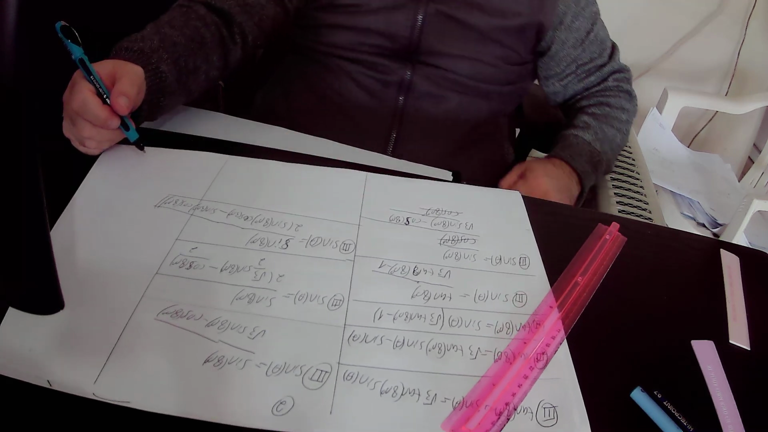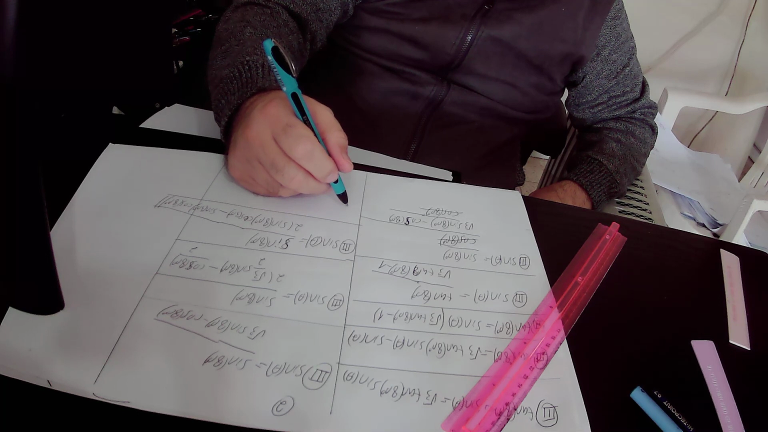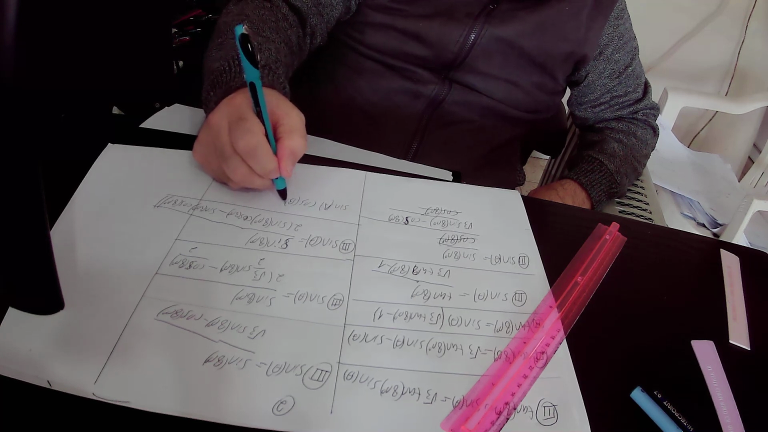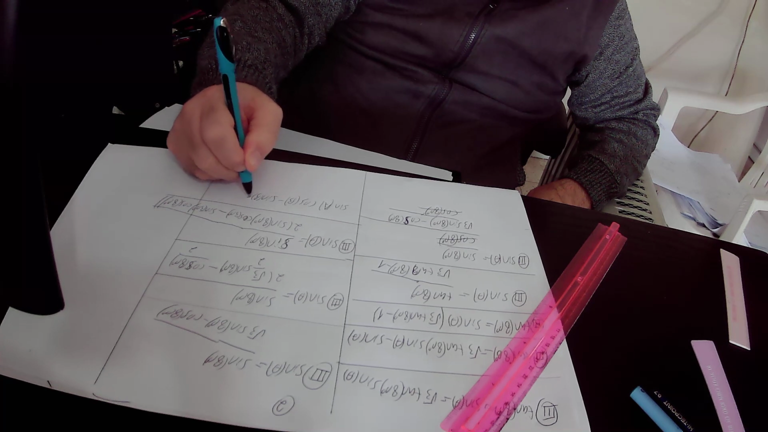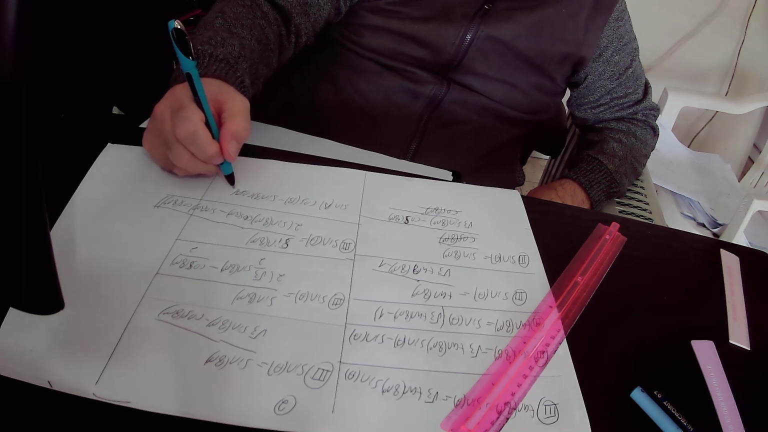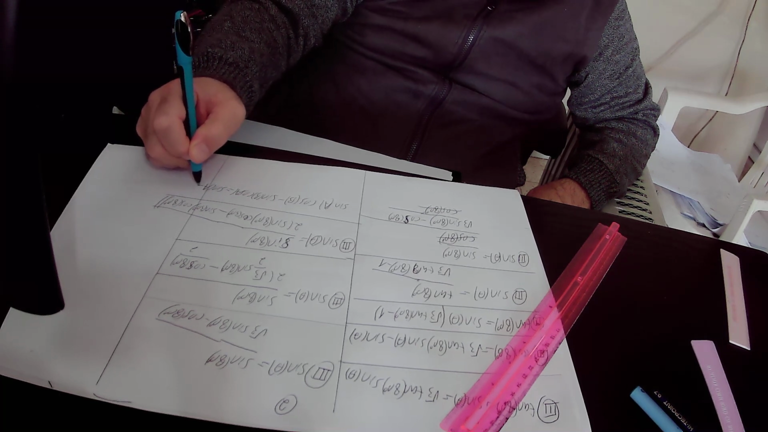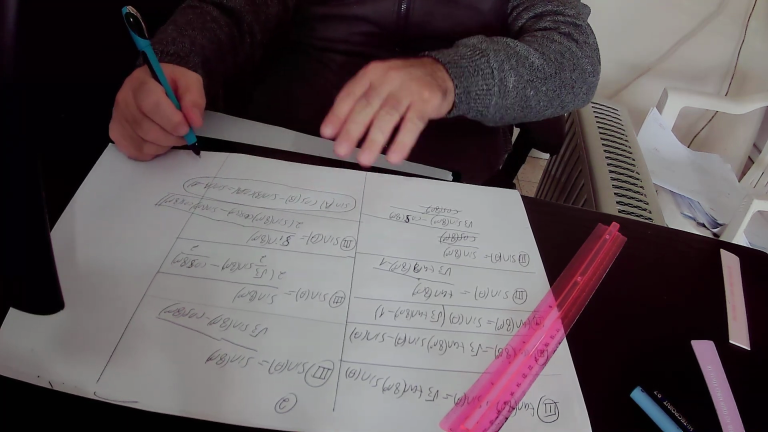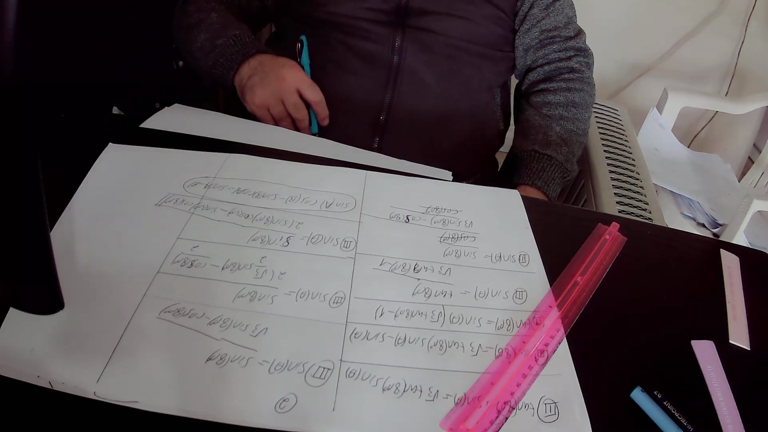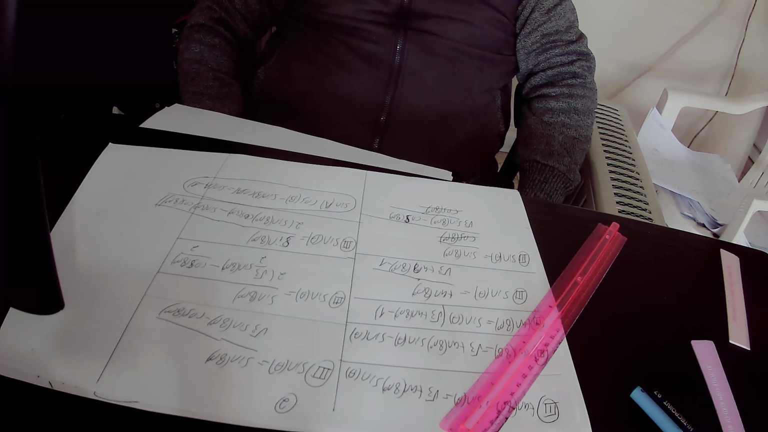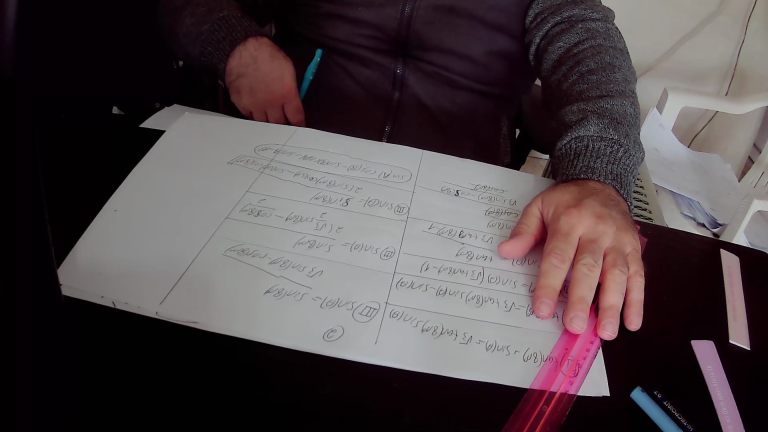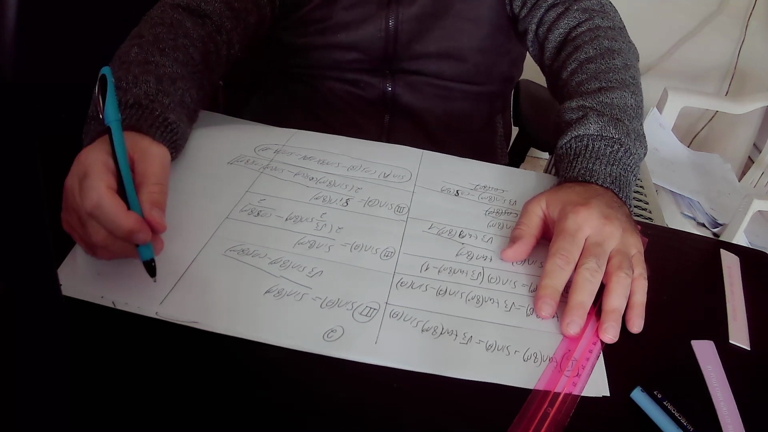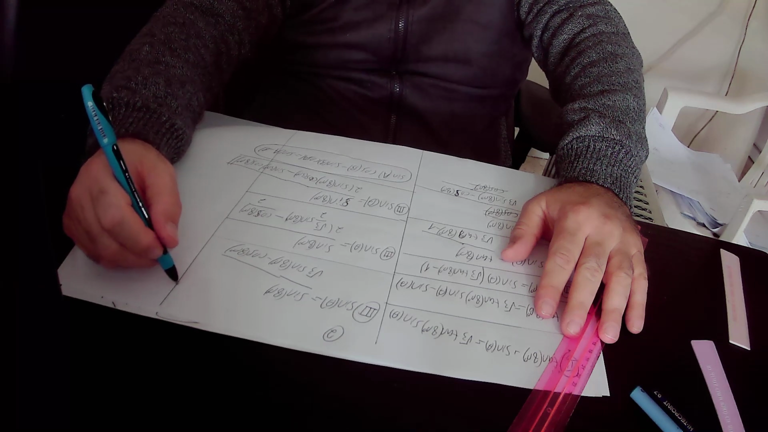times cosine 80 degrees. This expression is very similar to the trigonometric identity that sine A cosine B minus sine B cosine A equals sine of A minus B. So according to this trigonometric identity, we can substitute our expression by sine of A minus B when A equals 80 degrees and B equals 30 degrees. So we'll do it now. I repeat again, we substitute our expression by sine of A minus B when A equals 80 degrees and B equals 30 degrees.